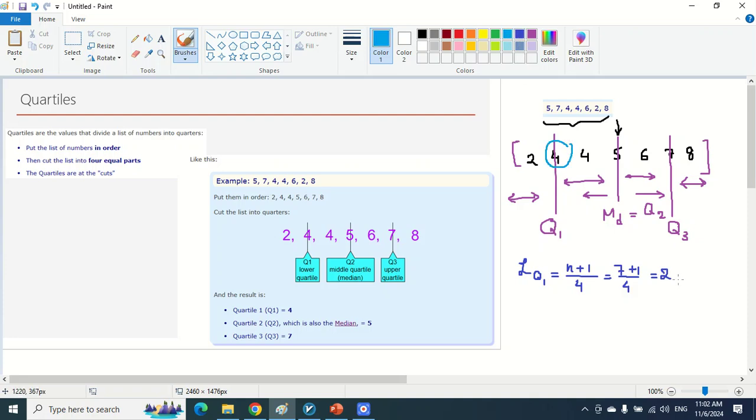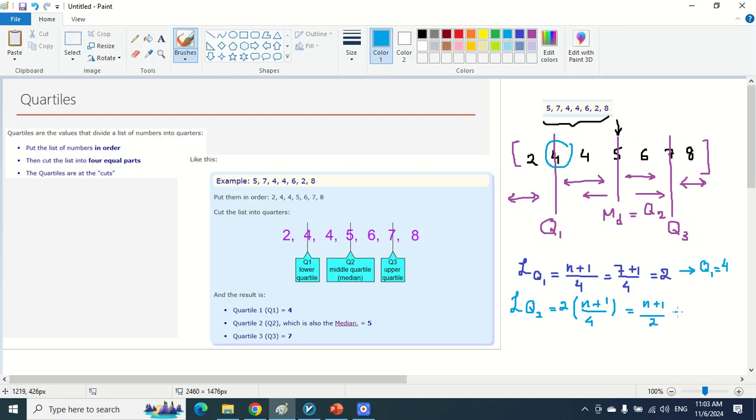So the first quartile over here is equal to 4. For the second quartile, or the median, we have the same formula. The location of Q2 is the same as 2 times that number, 2 times n plus 1 over 4. After cancelling 4 and 2 and simplifying, it will be equal to n plus 1 over 2, the same as the location of the median.